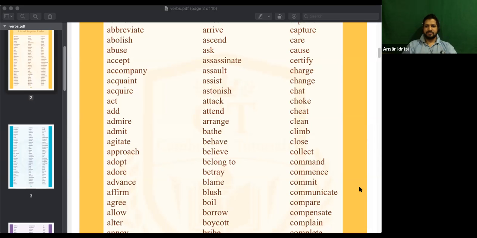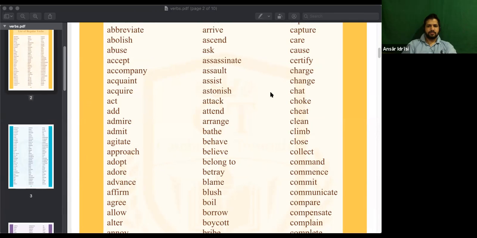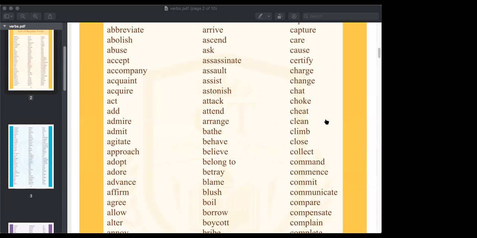Observe. Next. He used to climb. Did he used to climb? He didn't used to climb. Very good. Next. She used to, he used to. He used to obey. Did he used to obey? He didn't used to obey. She used to care. Did she used to care? He didn't used to care.